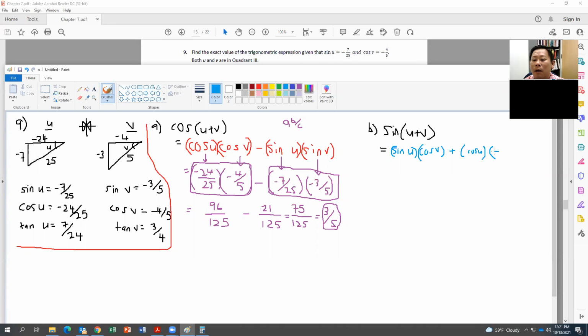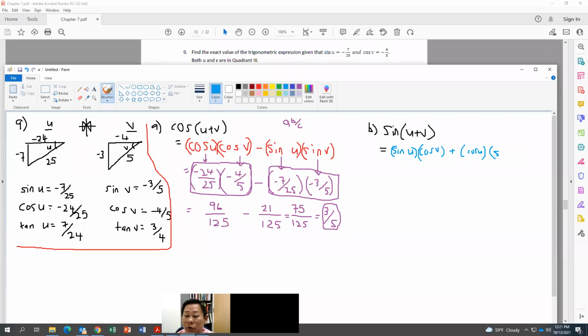Someone asked me, do you guys need to memorize this for your test too? Yes or no? Yes. Okay, so you do need to memorize this for your test, this section, very important.